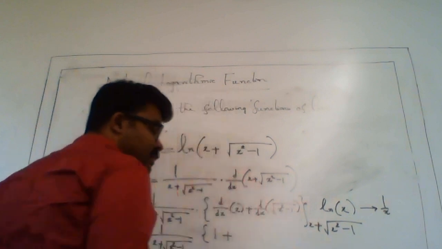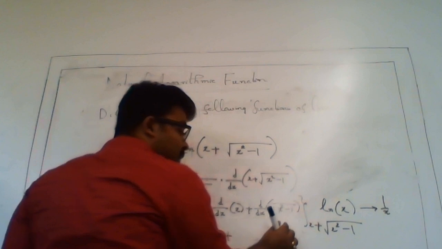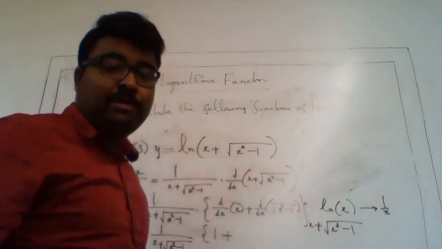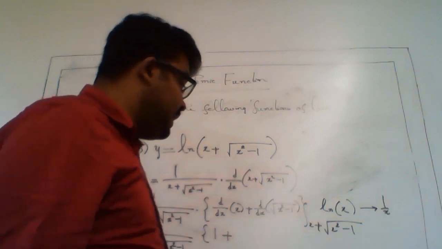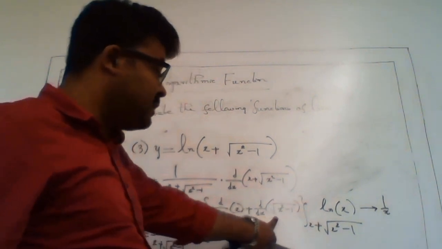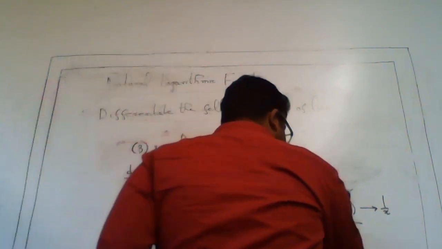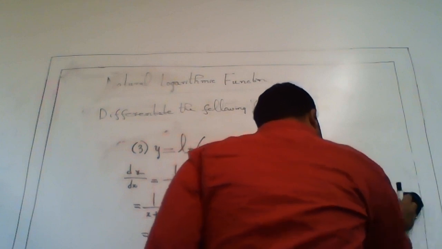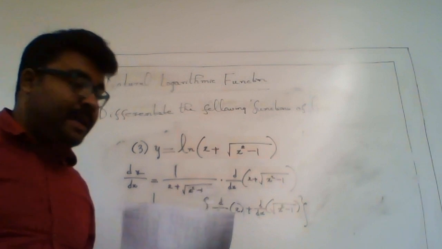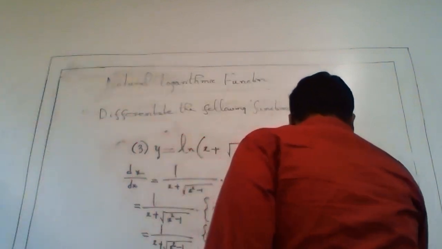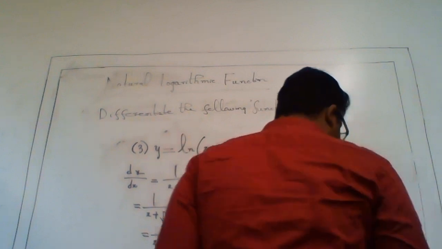So again we have to apply the chain rule here. I am trying to find the derivative of square root of x squared minus 1. Here the outer function is square root of x and the inner function is x squared minus 1. So to find d/dx of square root of x squared minus 1, we have to apply the chain rule again. While finding it, my outer function is square root of x and my inner function is x squared minus 1, right?